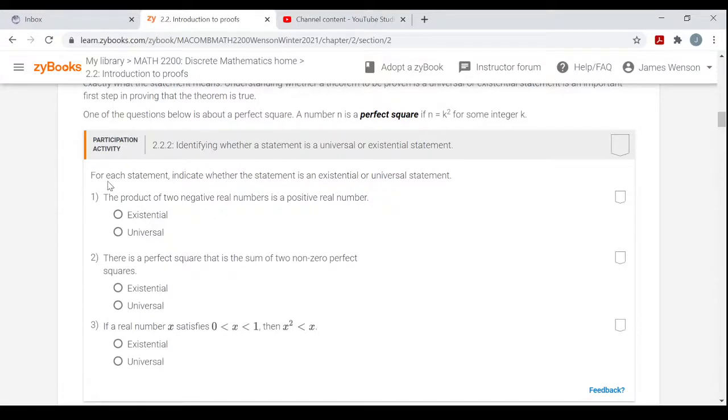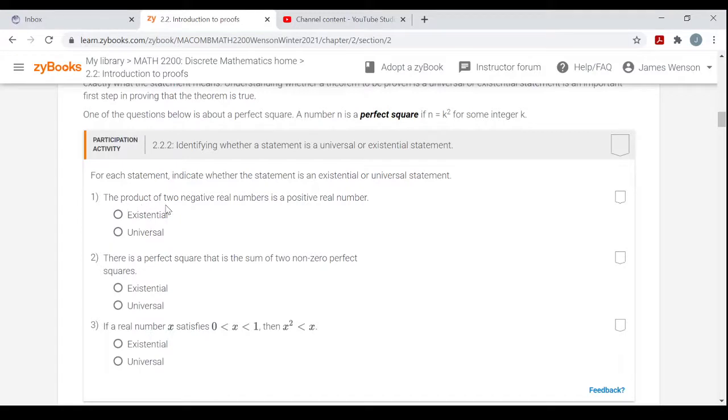All right, so let's look at these. For each statement, we're asked to indicate whether the statement is an existential statement: there exists, there is one, there is at least one, or a universal statement, right? For every, for all pairs, and so on.